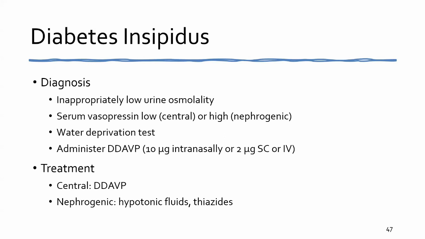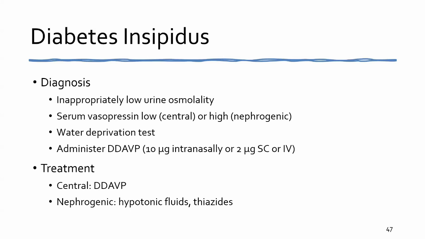In our setting, it's not necessarily done so formally. This will obviously be done in an ICU. We're not going to do this in the emergency department, and certainly not in a dehydrated patient. The patient will be fluid restricted and we'll just assess whether the urine concentrates. Then we can also administer desmopressin, which is a synthetic form of vasopressin, and then again assess whether the urine concentrates or not. So this will distinguish between central and nephrogenic diabetes insipidus.